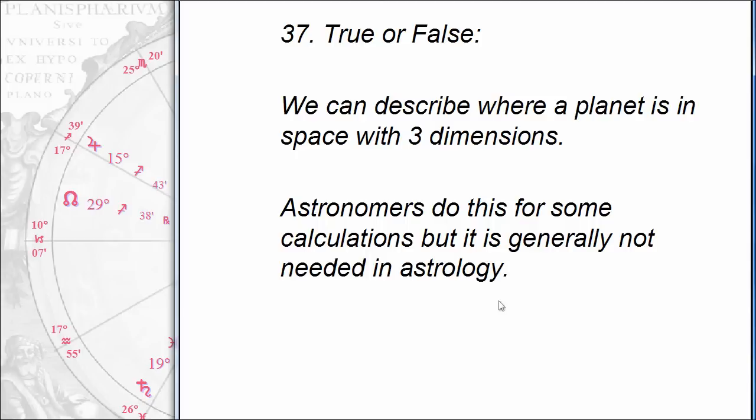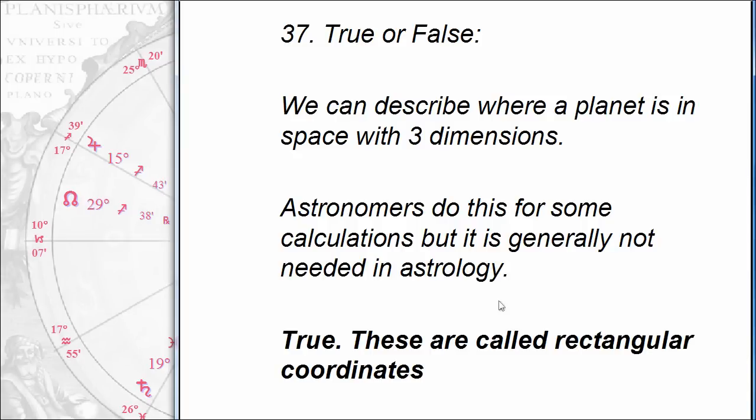Now, could we also describe where a planet is using these same 3 dimensions? Its height, width, make like some kind of giant box and describe where the planets are as if they were in a room, in some gigantic room. And we would have what's called X, Y, and Z coordinates to describe where the planets are. Is it true that astronomers do this for some calculations, but it is generally not needed or used in astrology? That is true. There's something called rectangular coordinates.